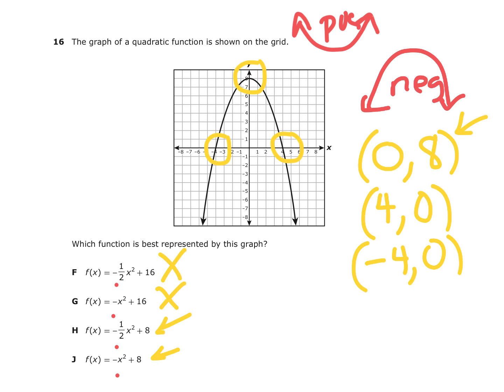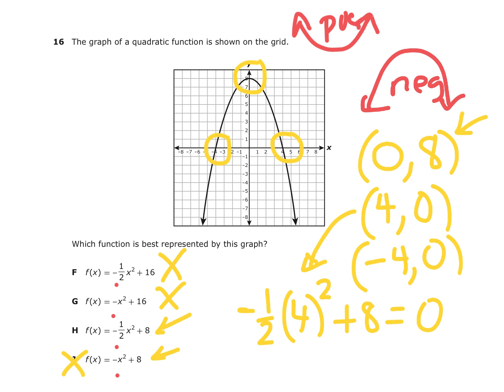Well, let's take a look at (4, 0). When x is 4, 4 squared is 16. Minus 16 plus 8 will not give you 0. So I don't think that one works. So try H. Negative 1/2 times 4 squared plus 8. Does that give you 0? So what I'm doing is I'm plugging this point, (4, 0), into the equation. 4 squared is 16, and times 1/2 is 8, so you have minus 8 plus 8. That equals 0. That is correct.